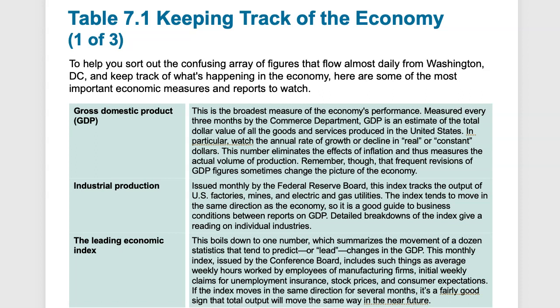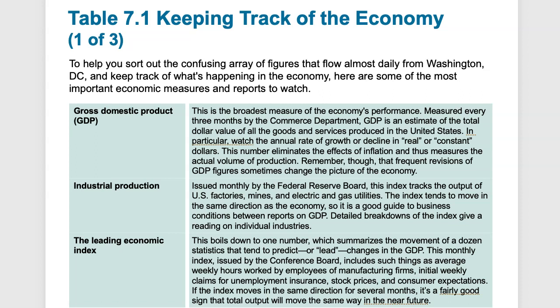So this is going to be taking a number of statistics together that are leading statistics that have an effect in changing the gross domestic product. So this index will give us more of like an averaged, weighted, smoothed out indicator of where gross domestic product is going to move. So it's not looking at any one thing. It's looking at hours worked by manufacturing employees, unemployment claims, stock prices, consumer expectations.